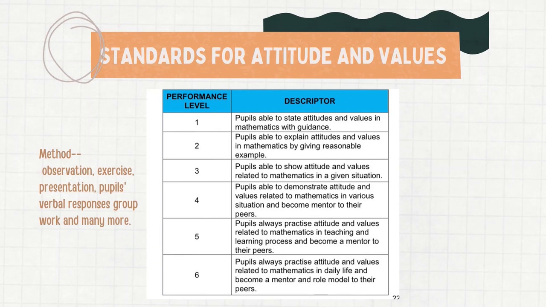Lastly, the performance standard for attitude and values that we want students to achieve is level 6. On level 6, pupils always practice attitudes and values related to mathematics in daily life and become a mentor and role model to their peers. Level 6 aims for students to apply the attitudes and values that they have learned in mathematics in their daily life to solve problems. Students are also able to become a mentor and role model by explaining to others how to solve the problems.